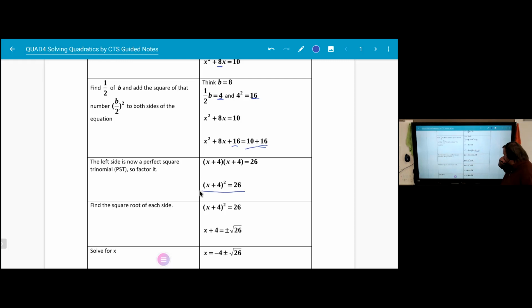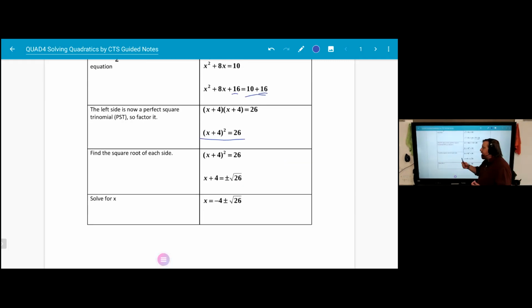Now, we've solved from there before. That's Quad 1. We've got a perfect square equals a number. We just have to take the square root of both sides and simplify. So x plus 4 equals plus or minus the square root of 26, and solve for x by subtracting 4. That's a lot, that's okay. Let's take a look at another example.